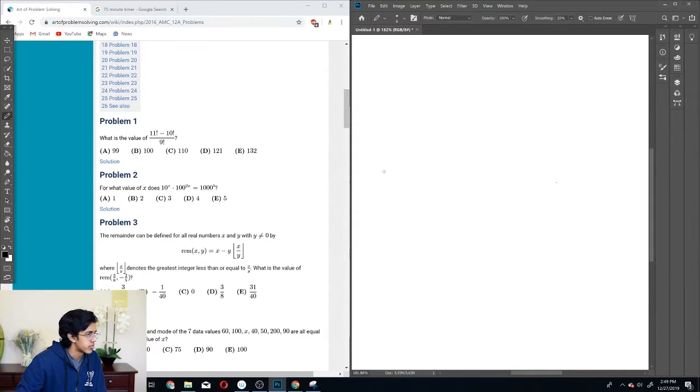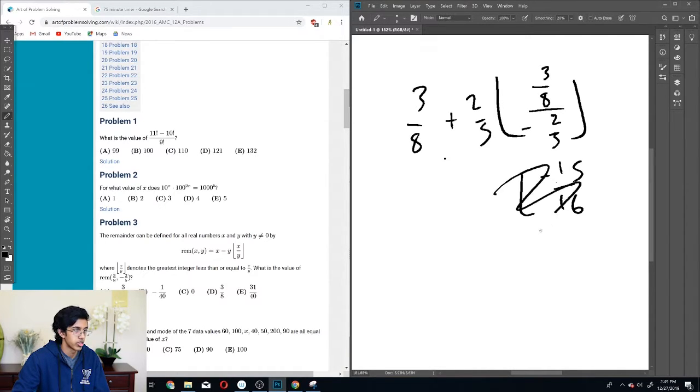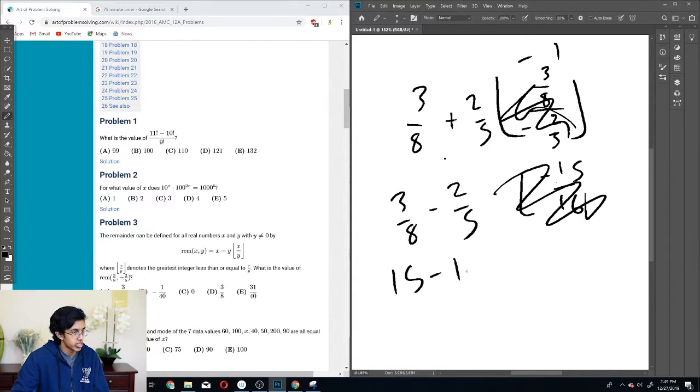Alright, the remainder can be defined for all real numbers x and y. Oh, for real numbers, okay. And then floor of x over y, and then what is the value of remainder of 3/8 and 2/5? So we just plug it in, right? So 3/8 minus the floor of 3/8 over negative 2/5. So that means that this would become floor of negative 15 over 16, which would floor to negative 1. So this would become negative 1, and then it would be 3/8 minus 2/5, and that would be 15 minus 16 over 40, which is negative 1 over 40, which is B.